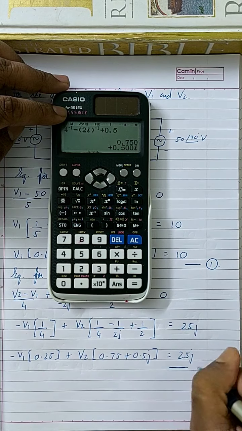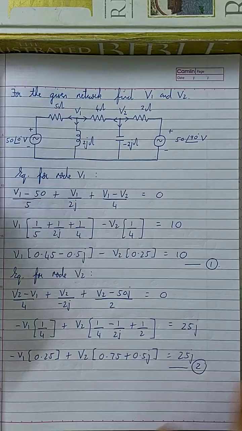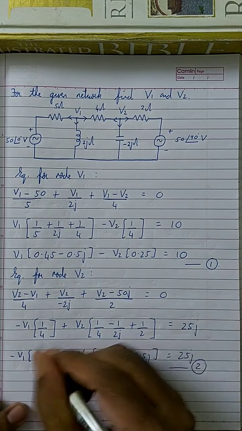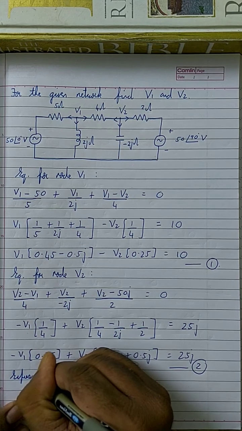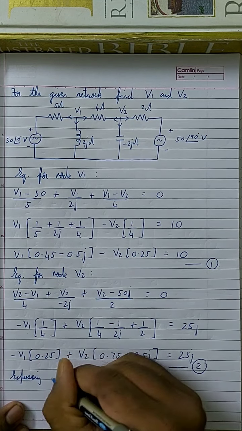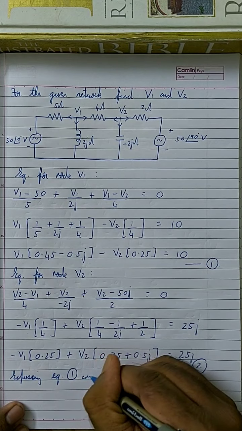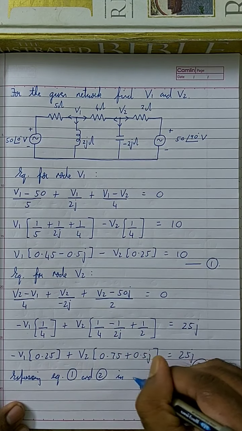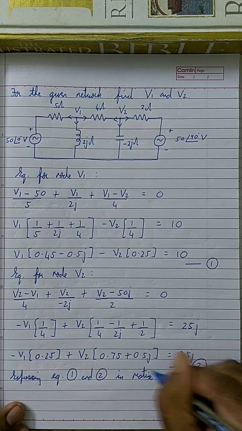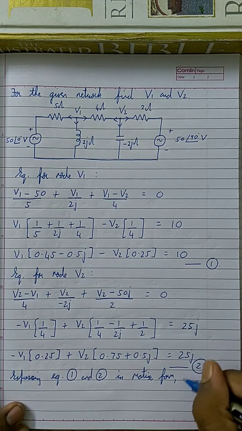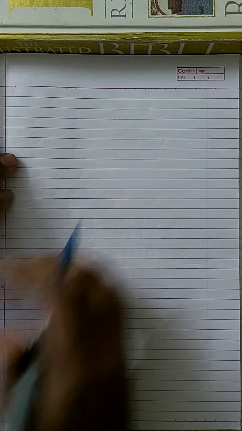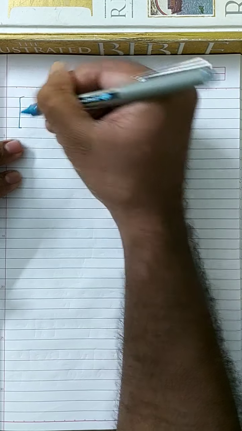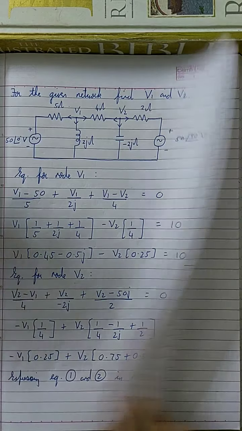So this is equation 2, right? So I found equation 1, now I found equation 2. Expressing equation 1 and 2 in matrix form, we get, so what will be the coefficient matrix? I think only 2 values are there, right? Yeah, only 2 equations, so only 2 rows are enough.